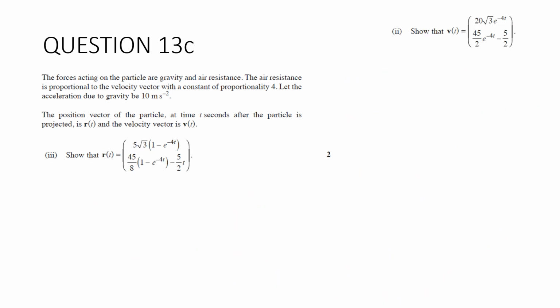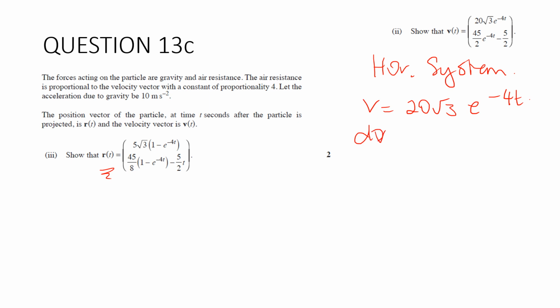3. Now we need to prove the displacement vector. And again, I'm going to work in two systems. So horizontal system. We start with v is equal to 20 root 3 e to the negative 4t. So dx dt is equal to 20 root 3 e to the negative 4t.